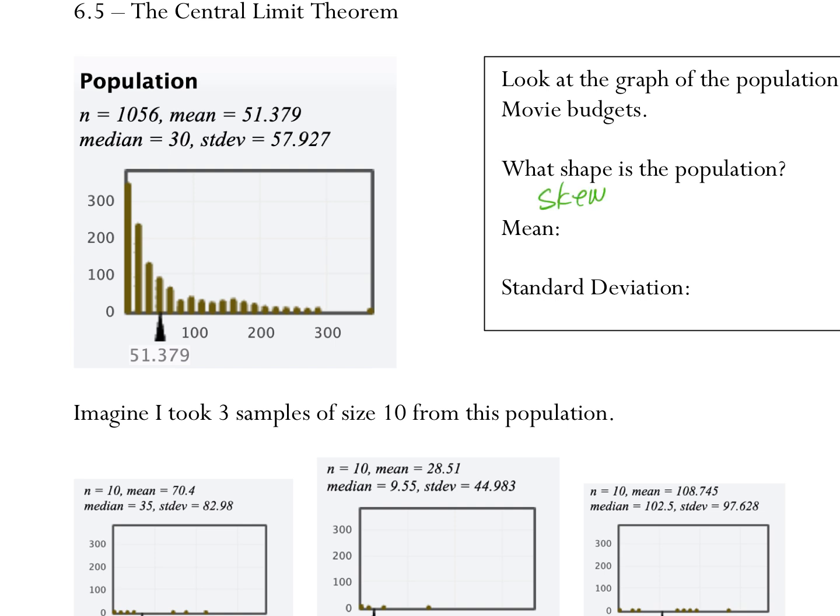Skewed right. In fact, pretty strongly skewed right. And from the summary up here, we can see that the mean is $51.379 million. These are in millions. And that the standard deviation is $57.927 million.